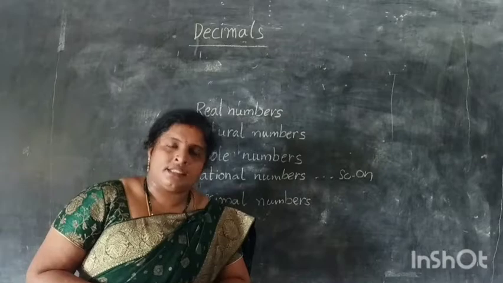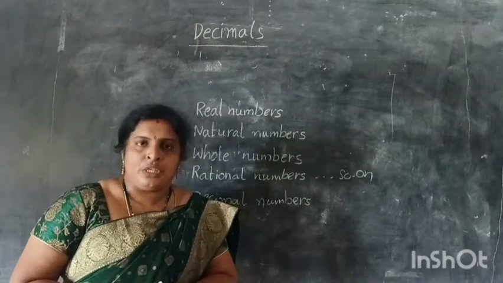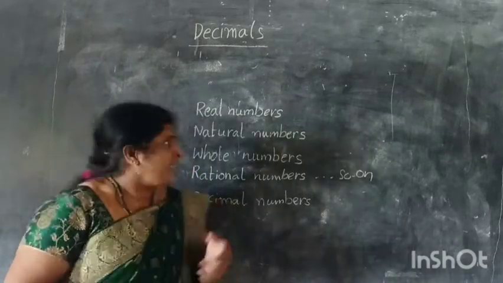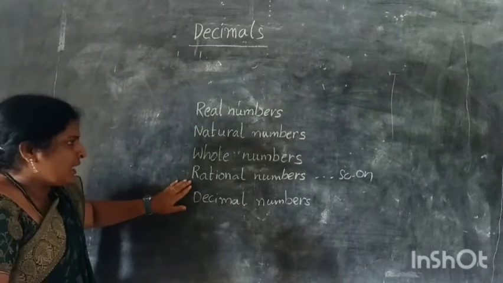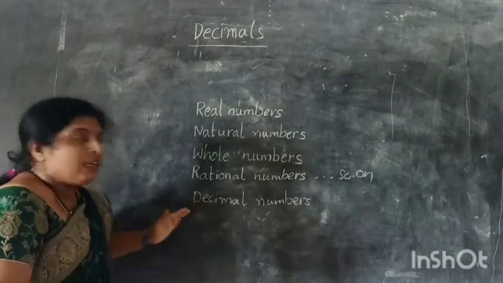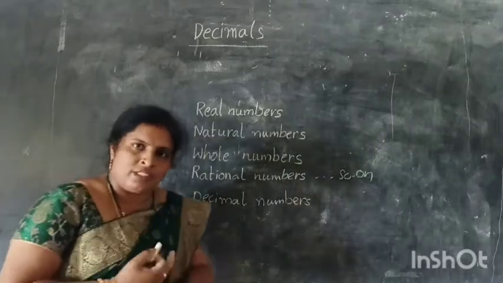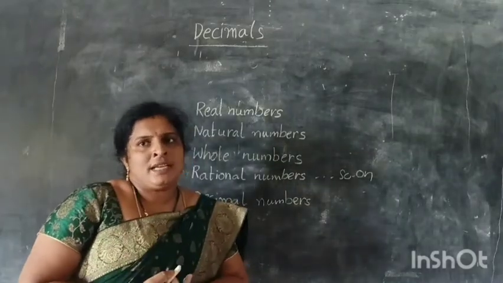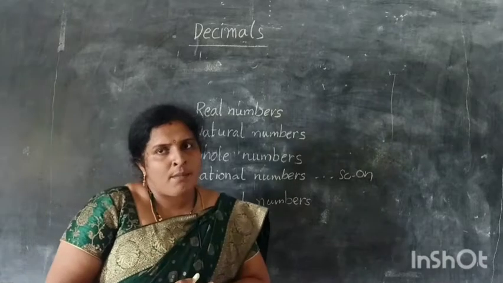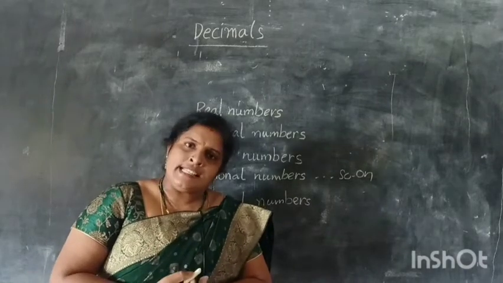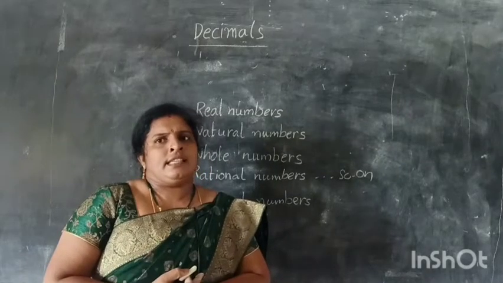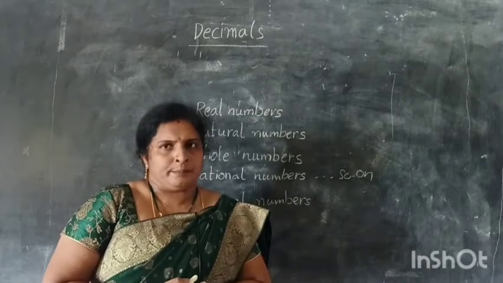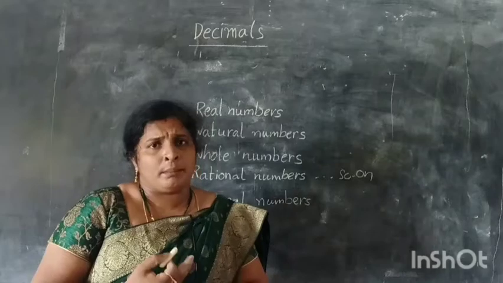In mathematics, numbers can be classified into different types, namely real numbers, natural numbers, whole numbers, rational numbers and so on. Decimal numbers are also among them. Decimal numbers are the standard form of representing integers and non-integers. In this article, let us discuss decimals in detail.